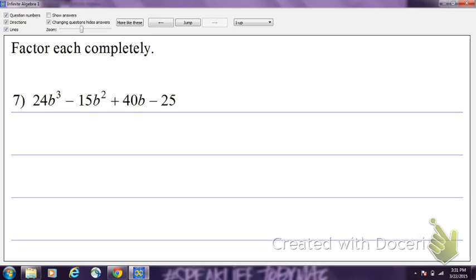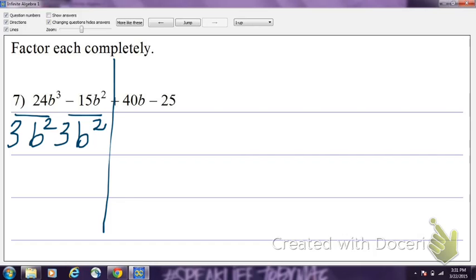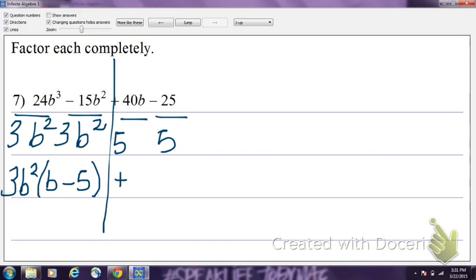And even then, sometimes it doesn't work, but we're going to go ahead and try to split this expression. And we're going to take out the b squared for sure, because that's the power that goes into both of them. And I think 3 is the biggest number that goes in here. And we'll be able to tell if it's not. So you have 3b squared came out, and then we're left with a b and a minus 5 when we divide. And over here, we're going to divide by 5. So we're going to have positive 5, and our answer would come out 8b minus 5.